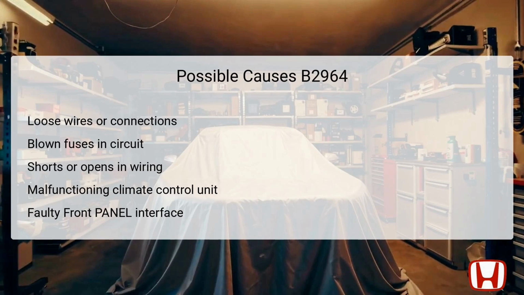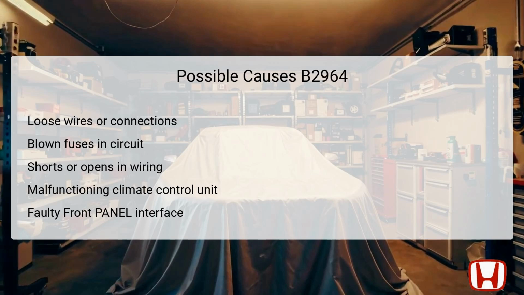Several potential causes for the occurrence of DTC B2964 could lead to a lost communication scenario between the climate control unit and front panel. First, loose wires or poor connections may disrupt the electrical signals necessary for proper function. This can often lead to intermittent issues where the system may fail from time to time. Additionally, a blown fuse, specifically fuse number B14, can halt communication altogether, necessitating a fuse check during diagnostics. Shorts or opens in the wiring can also contribute to communication failures.